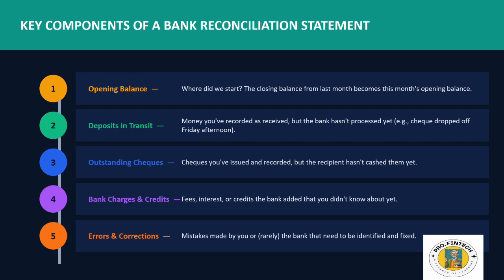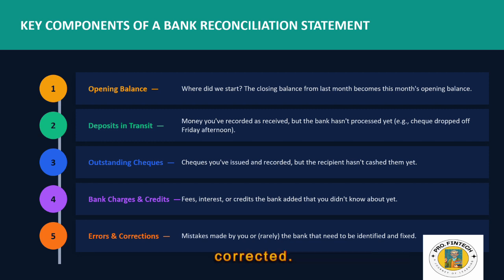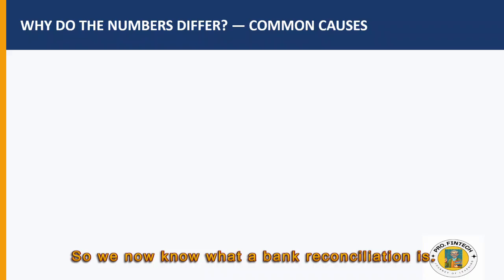Any mistakes, whether made by you or rarely by the bank, need to be found, documented, and corrected. Every bank reconciliation statement is built from these five ingredients. So we now know what a bank reconciliation is. Now let's understand why discrepancies happen.